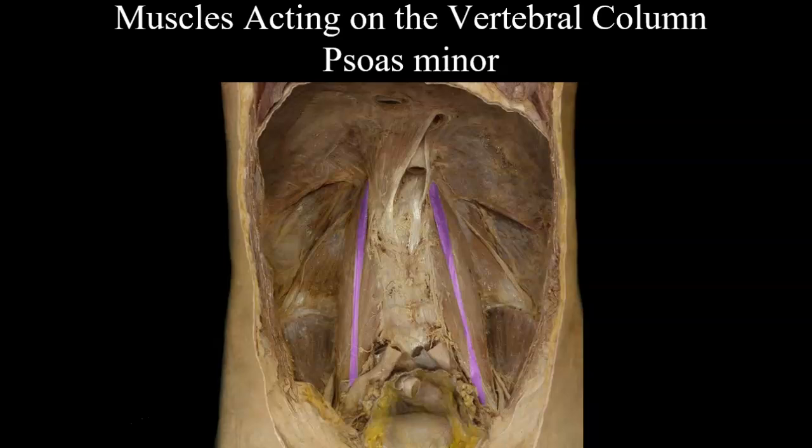This is psoas minor. It's a very small, very thin muscle. It actually lies directly on top of the psoas major. Psoas major is much larger and lies right here beneath it. Psoas minor lies directly on top of it. You can see it's mainly tendon. Right here.